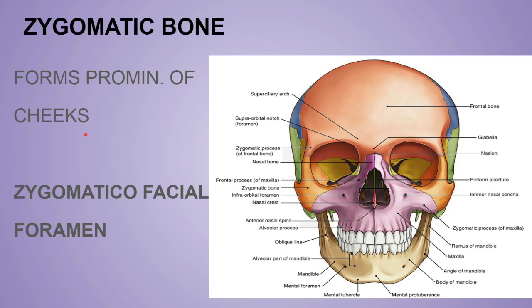The zygomatic bone is also known as the malar bone. This orange part over here is the zygomatic bone, which forms the prominent part of your cheeks. Whenever you touch your cheeks, the prominent bone present is the zygomatic bone, or malar bone. It has mainly one foramen, known as the zygomaticofacial foramen. Till now we studied three main foramina or notches: the supraorbital notch or foramen, the infraorbital foramen, and the zygomaticofacial foramen. We'll talk about the structures passing through each foramen in detail later in this video.